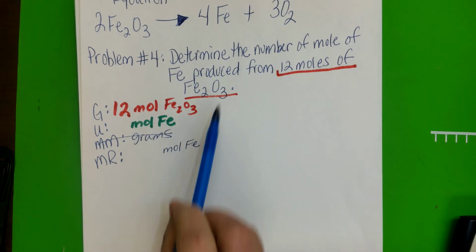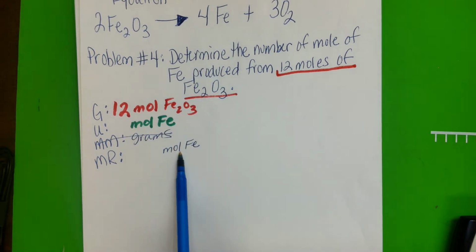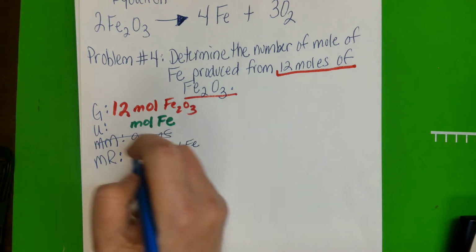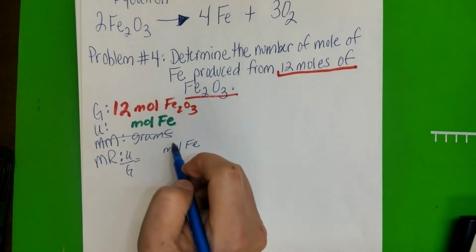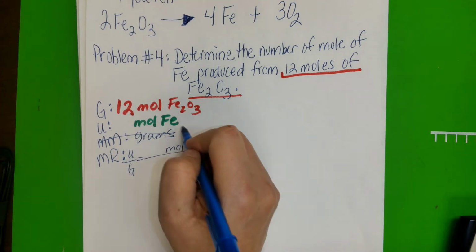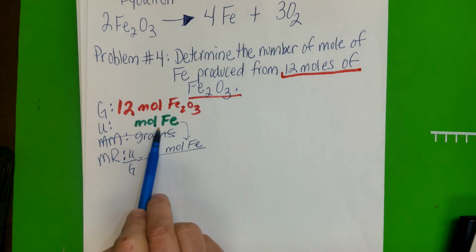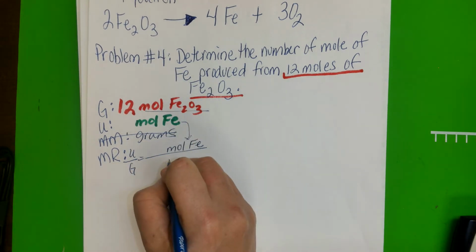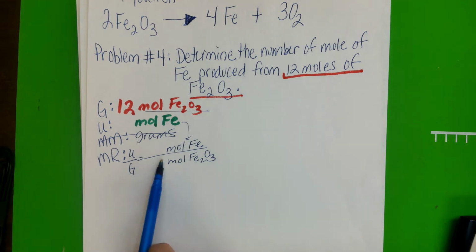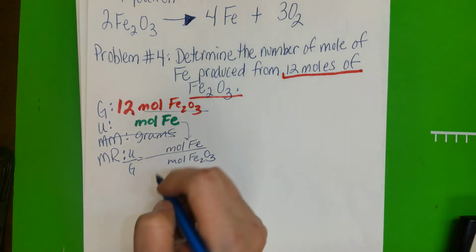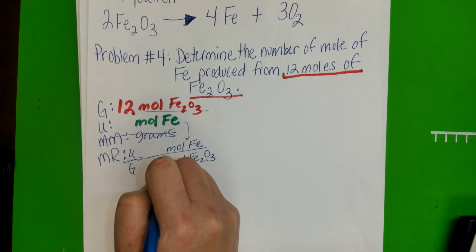Now for the mole ratio, again, your unknown will be the moles of Fe. So we want the moles of Fe, over, again this is your unknown and your given, it's divided. All you're doing is writing down just the units, and this is moles of iron oxide. And then the numbers, you're going to get from your equation.